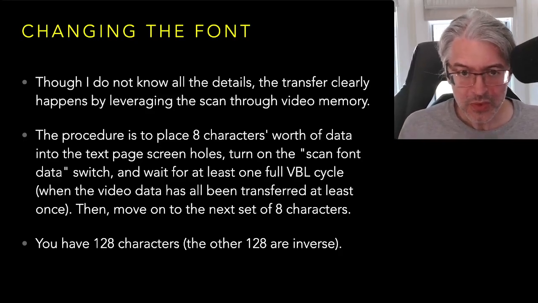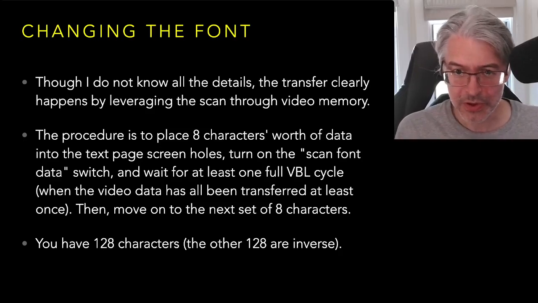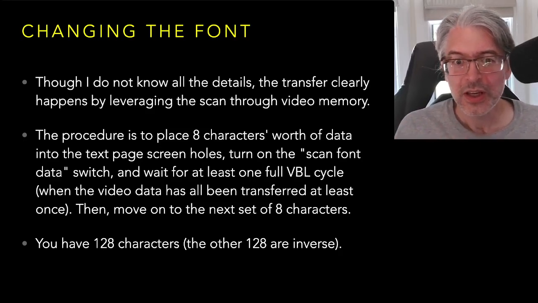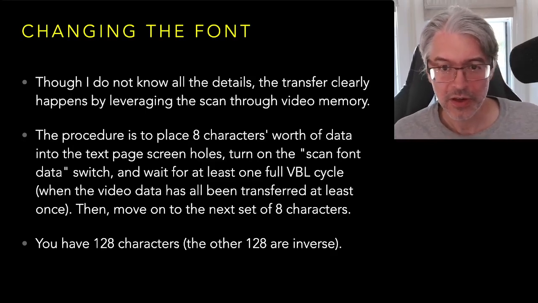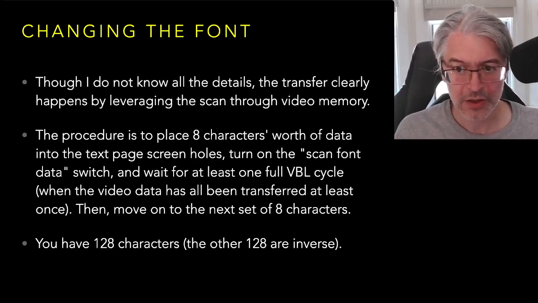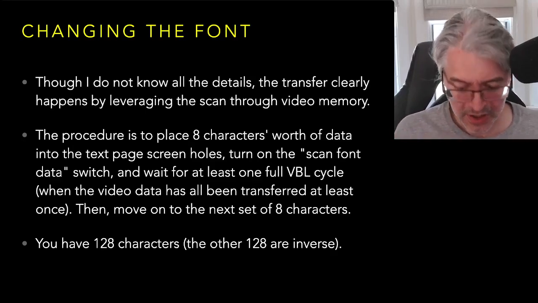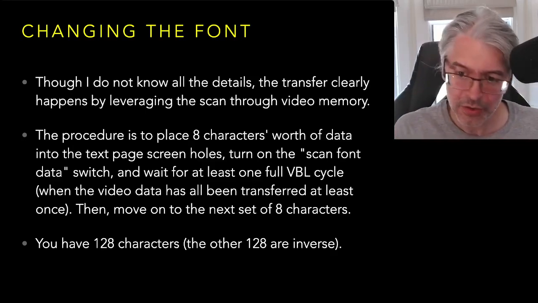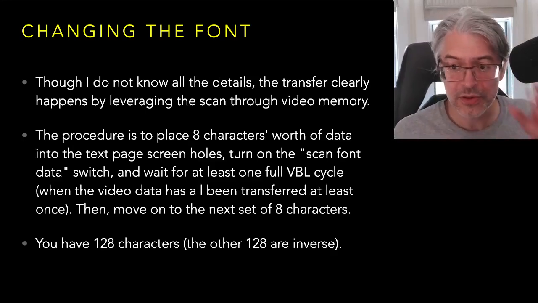I don't really know exactly how this works, but it's fairly clearly leveraging the scan through video memory. So the way this works is that you put 8 characters worth of data into the text page screen holes, and then you turn on the scan font data switch, and then you have to wait for at least one full vertical blank cycle, and then you can move on to the next set of 8 characters. You have 128 characters to play with. The other 128 are just the inverse.